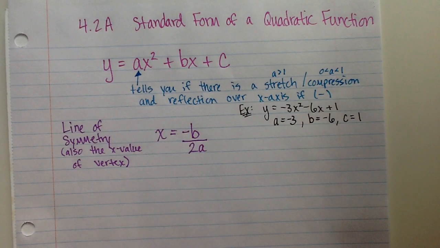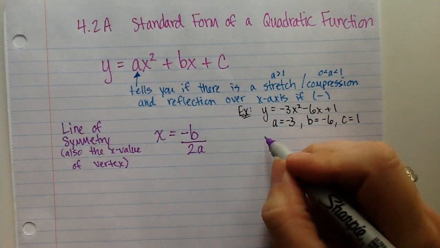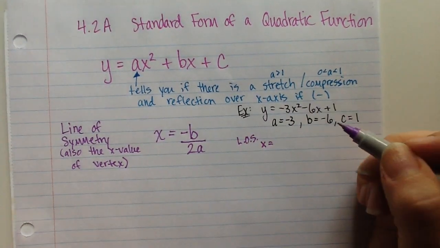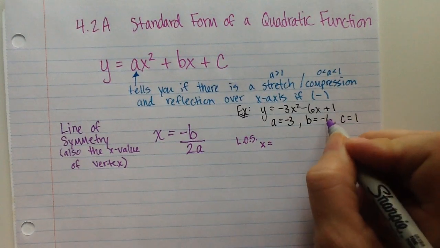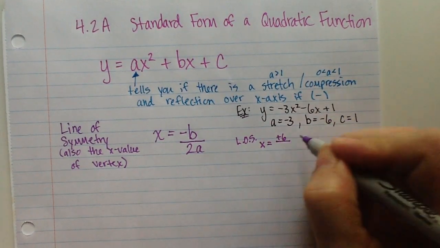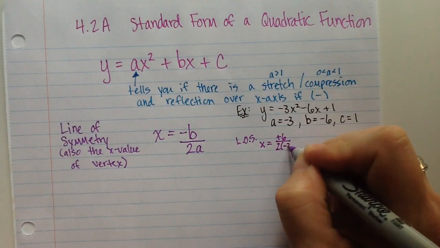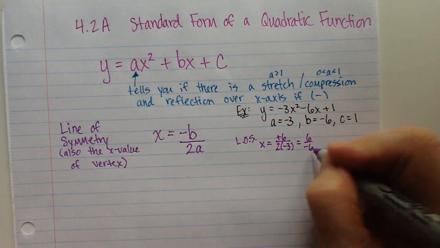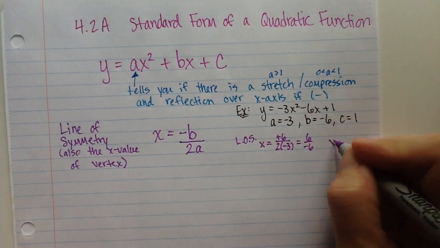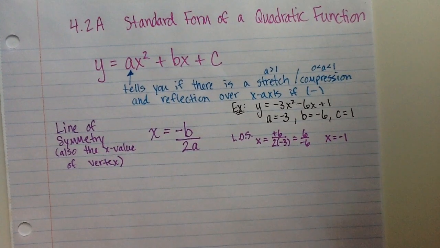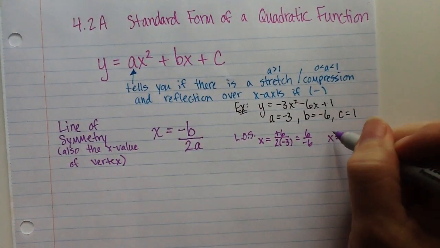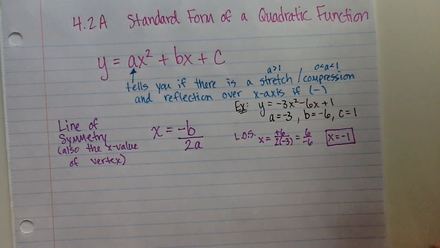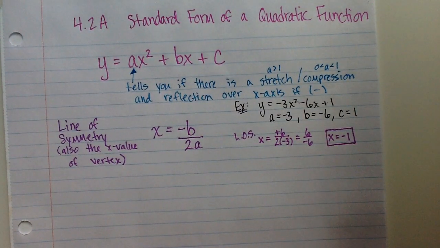So let's figure out our line of symmetry. It would be x equals, I'll write LOS for line of symmetry, x equals the opposite of b. B was negative 6, so that'll be positive 6 divided by 2 times a, so 2 times negative 3, which is going to be 6 divided by negative 6. So my line of symmetry will be x equals negative 1. Make sure that you put that in an equation. It has to say x equals negative 1, or it won't be a line.